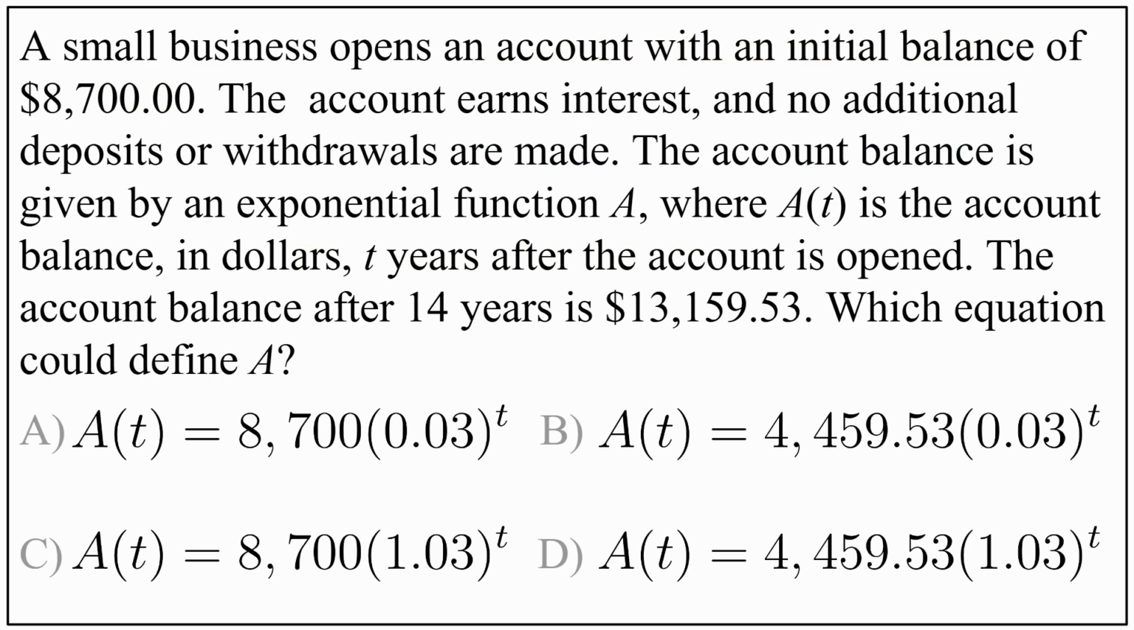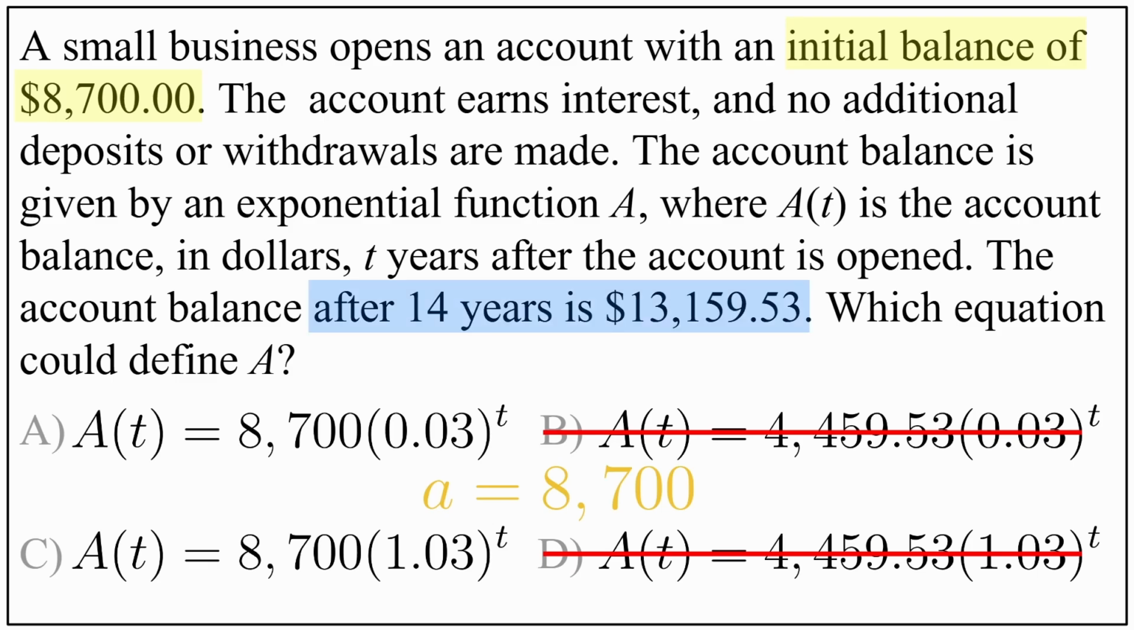Okay, this one's a little bit more involved depending on how you look at it. So they tell us the initial balance is $8,700. So right away, I'm just going to write down A is 8,700. And I'm going to cross off the ones that do not have an A of 8,700. So let's cross those out. And now we're going to look at the rest of the question and see if we can figure out what B is. A lot of you guys can probably tell what the answer is already, but I'm going to go through the algebra just in case you ever need to do it. So let's go do that on the next slide.